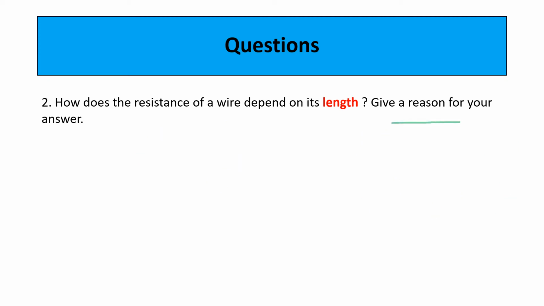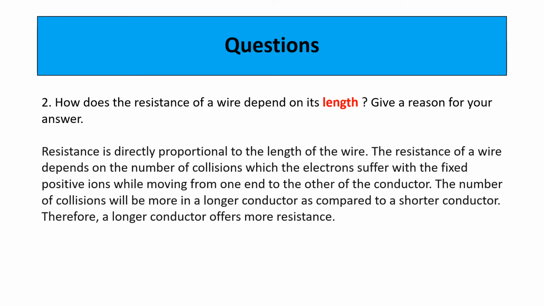What will be the reason for this? We have learned about this in part 3 video in the chapter electricity. This resistance R is due to the number of collisions, and for a longer conductor the number of collisions will be more, and for a shorter conductor the number of collisions will be less. Resistance is directly proportional to the length of the wire.